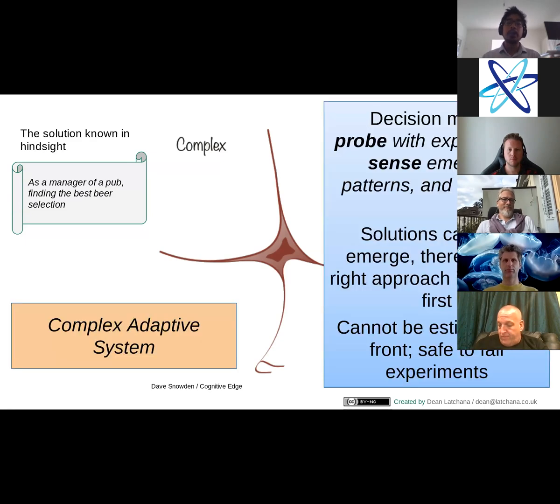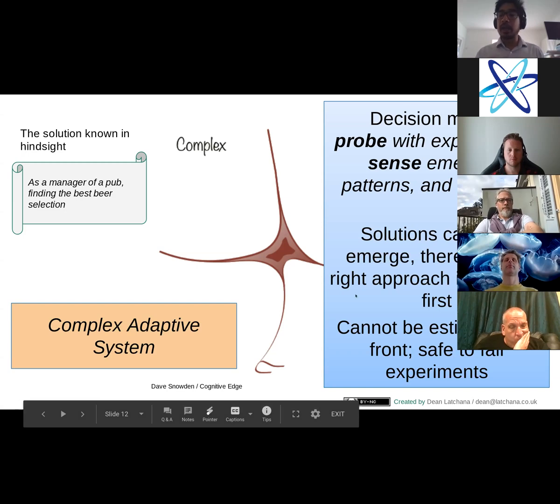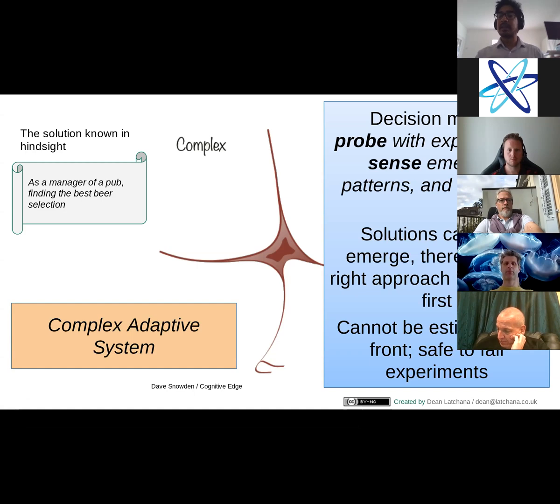Here, because the answer isn't obvious immediately, we may need to run some experiments. We need to probe, sense, and then respond appropriately. So we may want to run some experiments where we're getting customer feedback. We're doing some taste testing where we're trying to complement different types of beer with different menu items. So the solution here is emergent. We only know the right answer through probing by running safe to fail experiments.